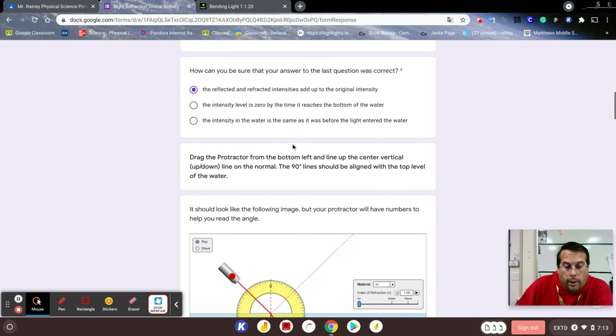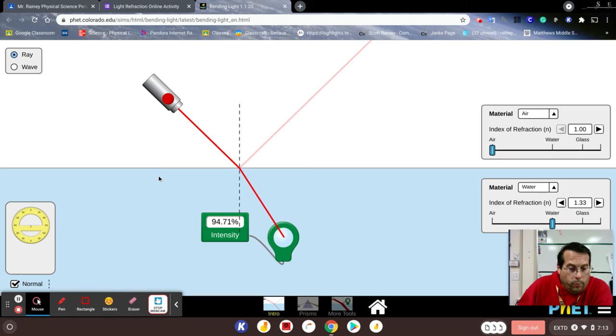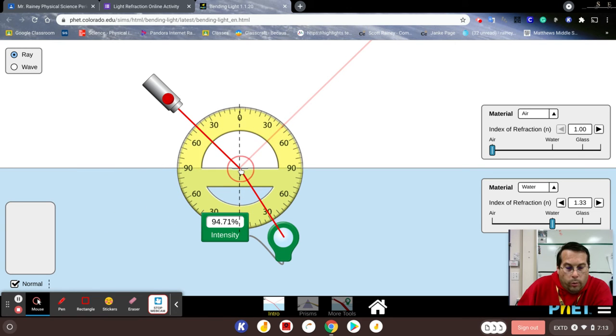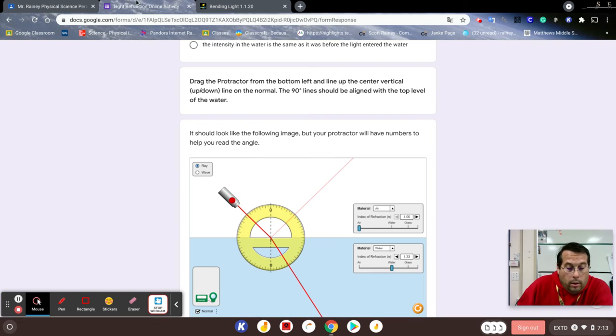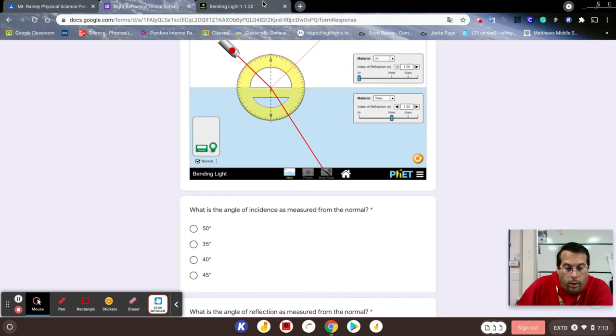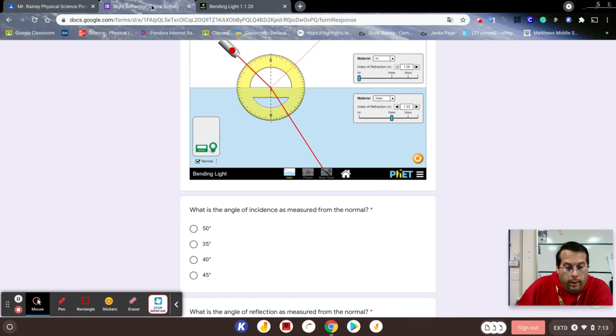Okay, it says drag the protractor from the bottom line and line up the vertical center down to the normal. So we can go ahead and do this. We're going to move our protractor. We want that notch right at the normal. We want the water line right at the set. Okay, so as we look at that, what is the angle of incidence, as measured from the normal? If we're measuring from 0 to here, we're about 30, 40, that would be 50, so about 45 degrees is our angle.